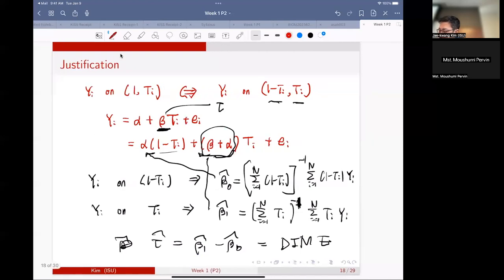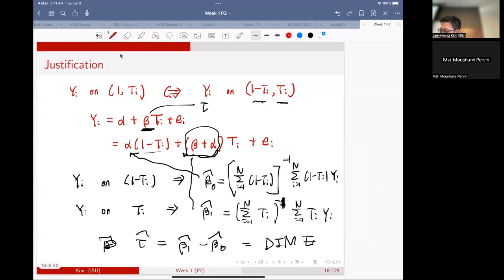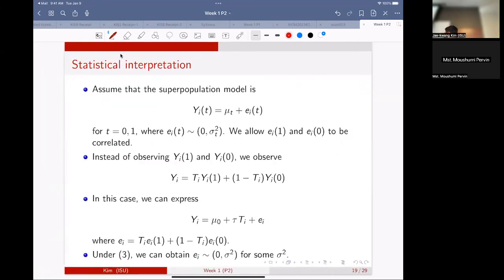Okay. So now this is interesting. So what is going on? And here's a statistical interpretation. I actually really feel proud about this part because this is new. So if you think that there's some superpopulation model behind, right?